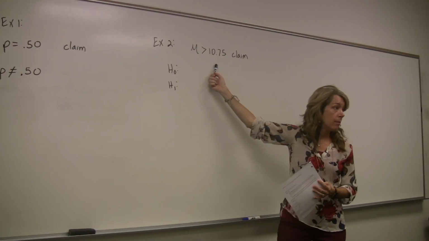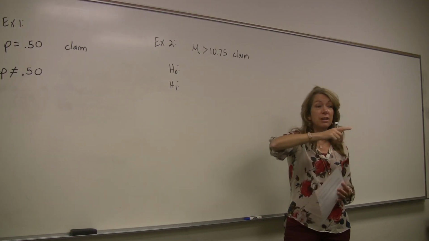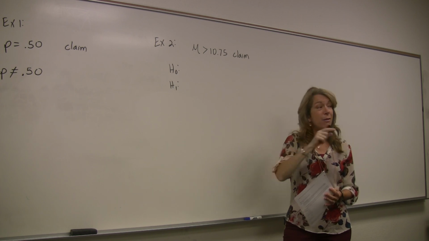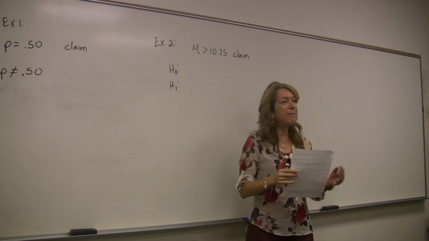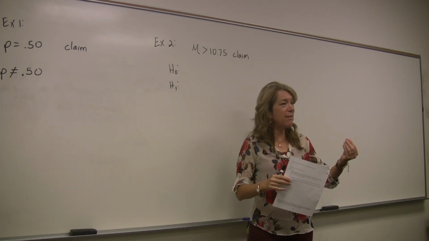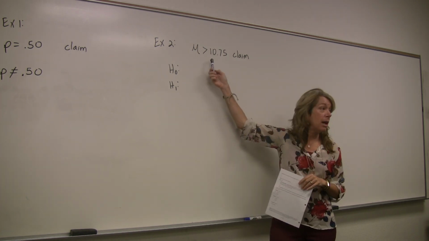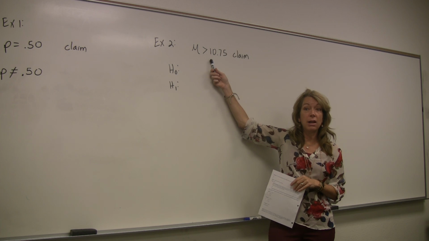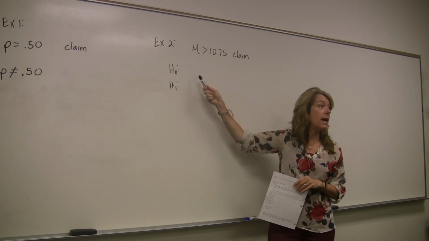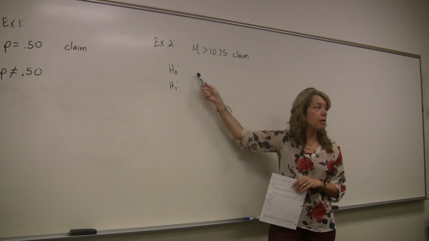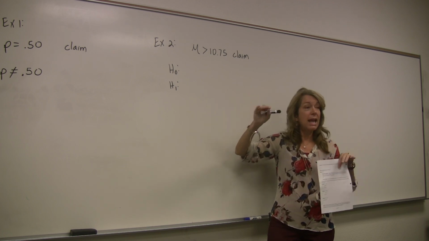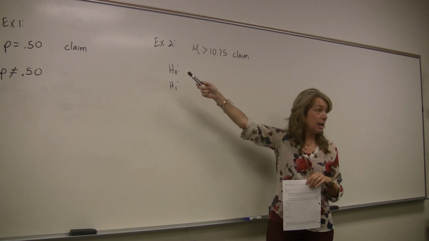You just put the equal sign underneath. Good question. Greater than or equal? Yeah, that wasn't the claim. If the claim had been at least 1075, then that would have been greater than or equal. So I can't change my claim. Because there isn't an equal sign here, it just means I can't write it here. I have to write it down here. That's all that means. So your claim is your claim. If it has an equal sign in it, you write it in H0.